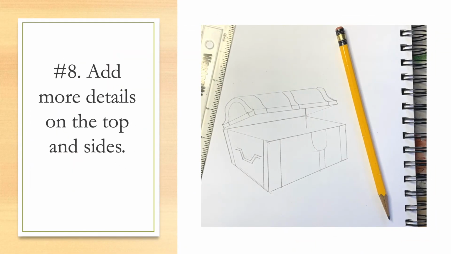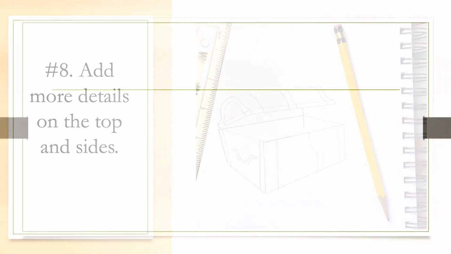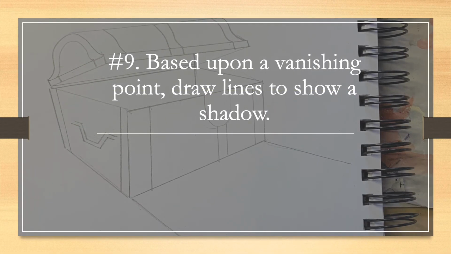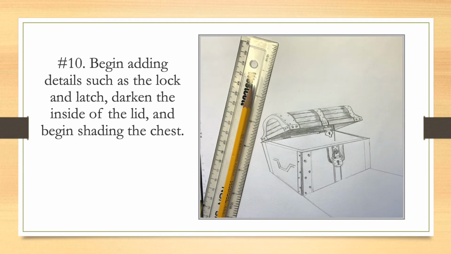Number 8, add more details on the top and the sides. This is where you could add, imagine straps. Maybe you'll have brass. Based upon a vanishing point, draw lines to show a shadow. You can extend the line on the bottom left of your treasure chest and move that towards the front for the shadow line. Number 10, begin adding details such as the lock and latch.